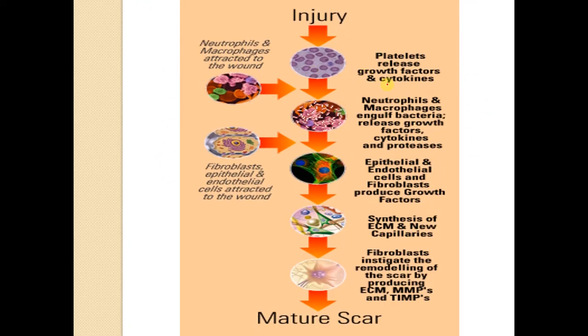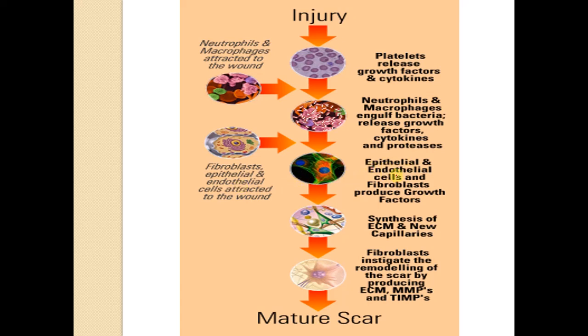Injury occurs, platelets arrive, they release growth factors, cytokines. At the same time, neutrophils and macrophages will be attracted towards the wound. Then these neutrophils and macrophages will also release some growth factors and cytokines which will attract the fibroblast and blood vessel cells towards the wounded area.